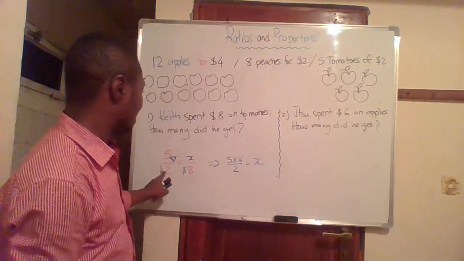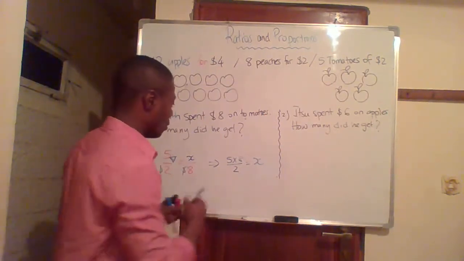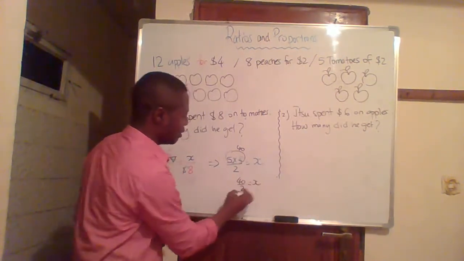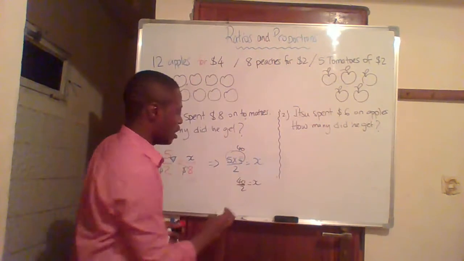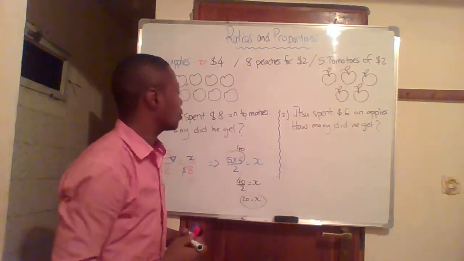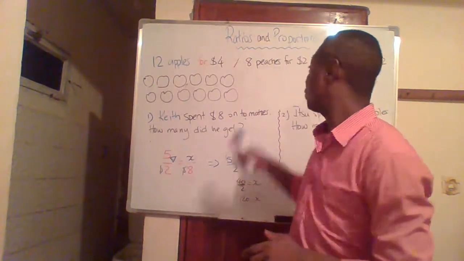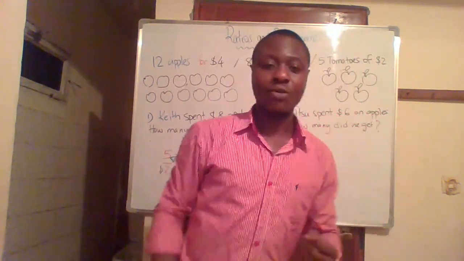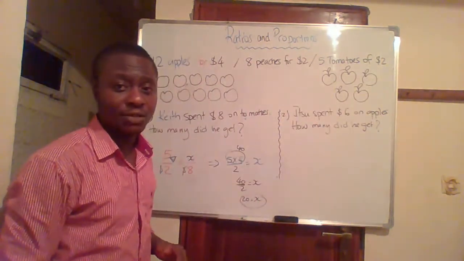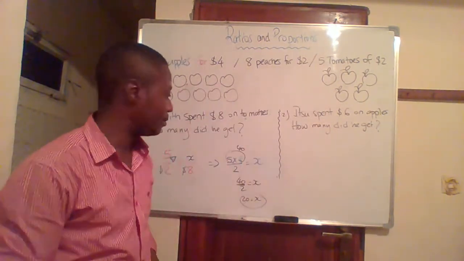Remember, this 2 is at the bottom, and you multiply 5 by 8, and it should give you 40. So you have 40 over 2 is equal to X. Remember that the fraction line is a division. So you divide 40 by 2, which is 20. So X is equal to 20. Good. So when you spend $8, you're gonna buy actually 20 tomatoes, not 5 tomatoes. This makes sense because 8 is 4 times 2, and 20 is 4 times 5. This is proportional. Good job.